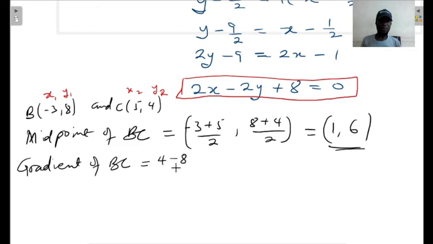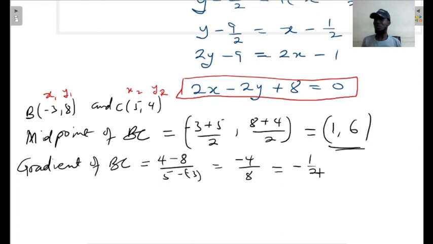4 minus 8 over 5 minus -3. This will give us -4 over 8, and that will be -1/2. So this is the gradient of the line BC. Its negative reciprocal will be positive 2.